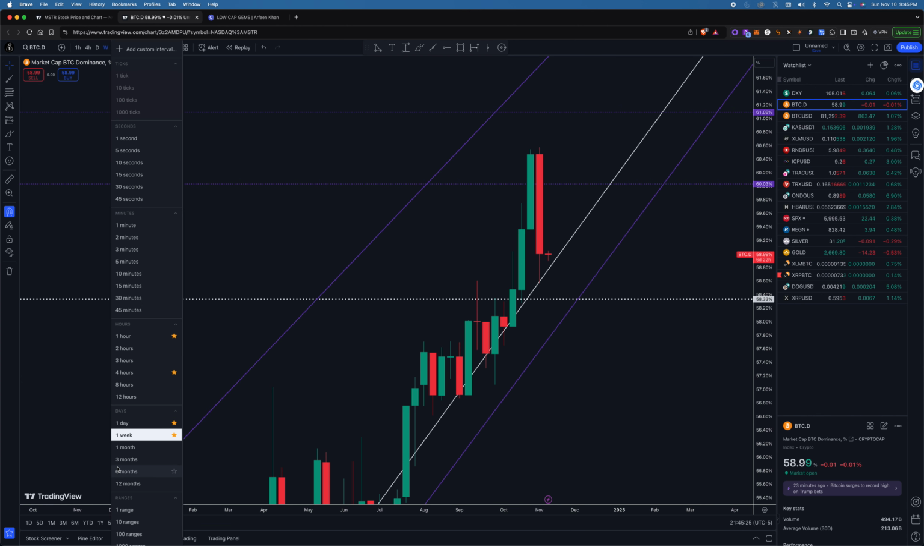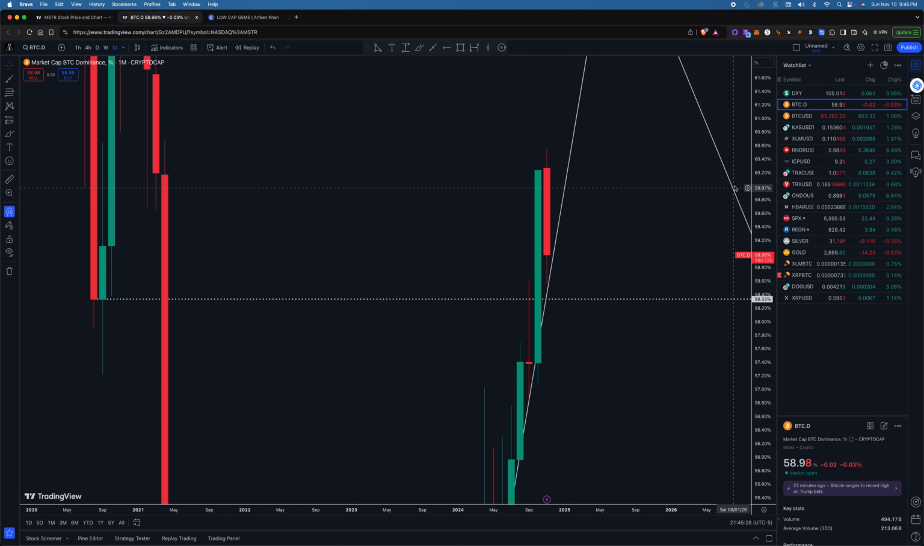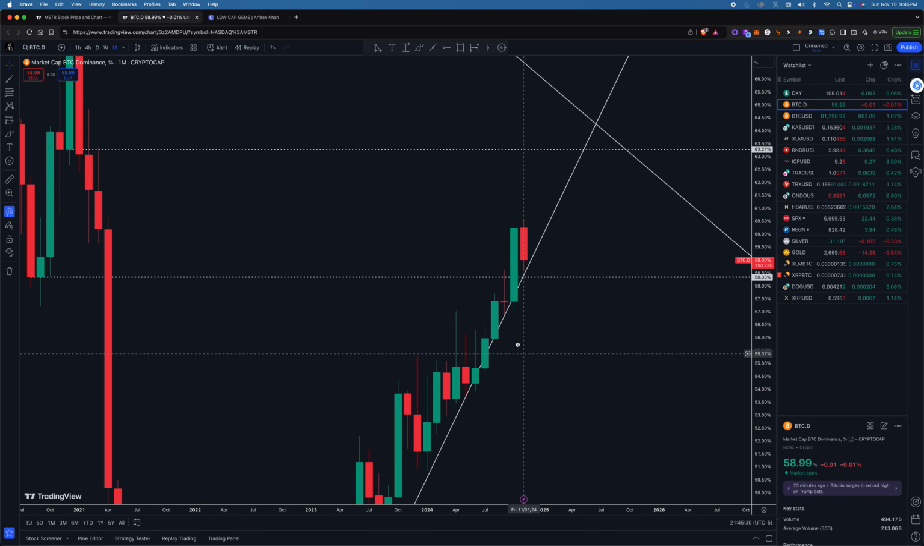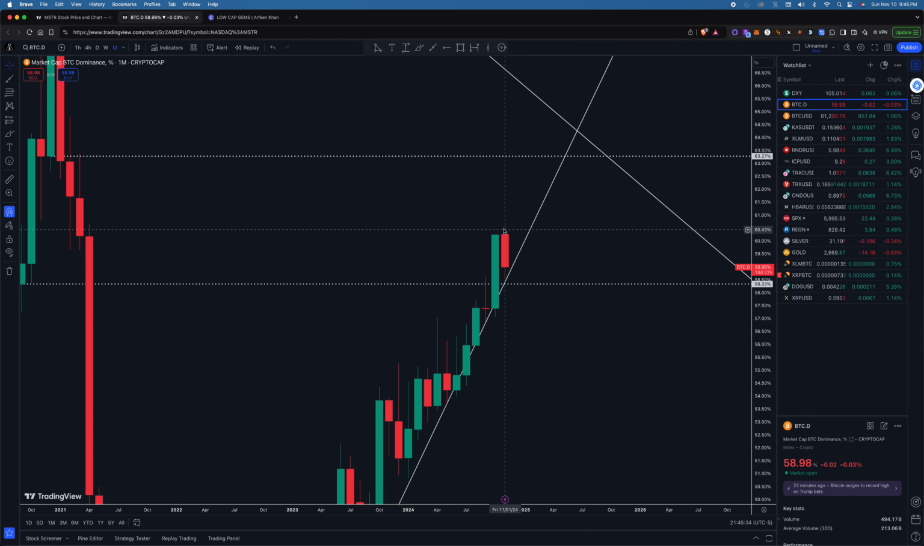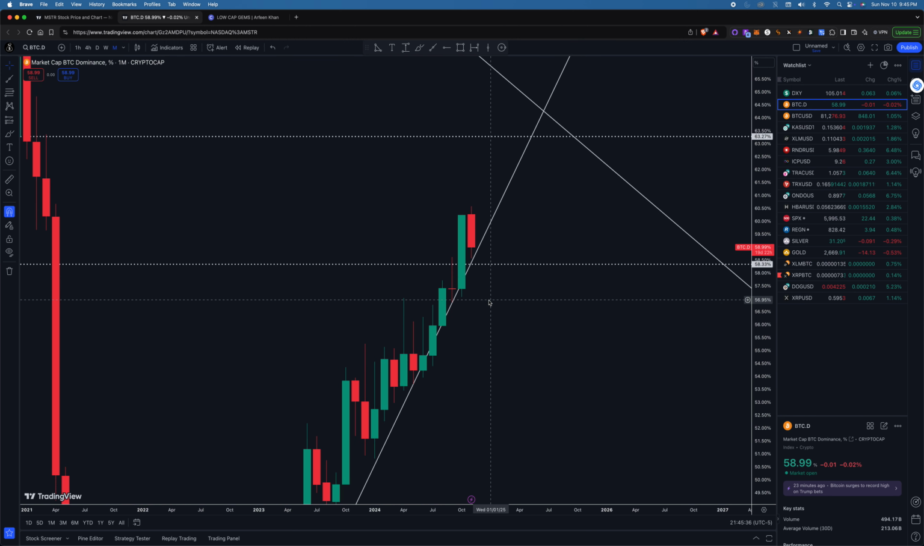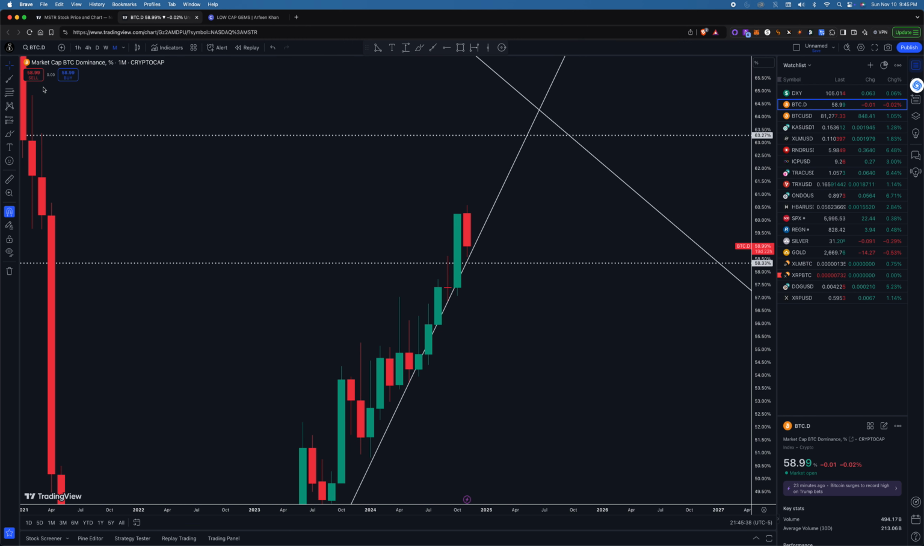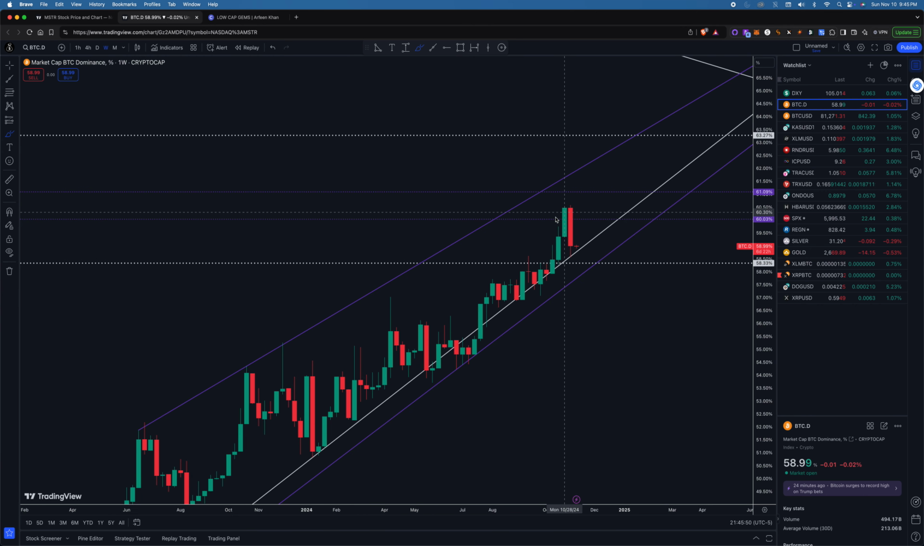So if we go to the monthly here, you can still see it. It's a form of a support here on the monthly. So we'll see how this reacts against this monthly. This is a monthly candle. There's still 20 days left until this candle closes, so we'll see how this closes. But let's go back to the weekly and see. So yeah, we'll see again.